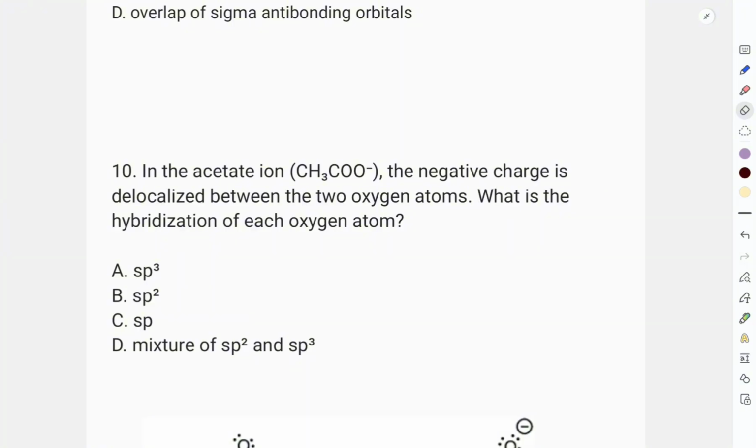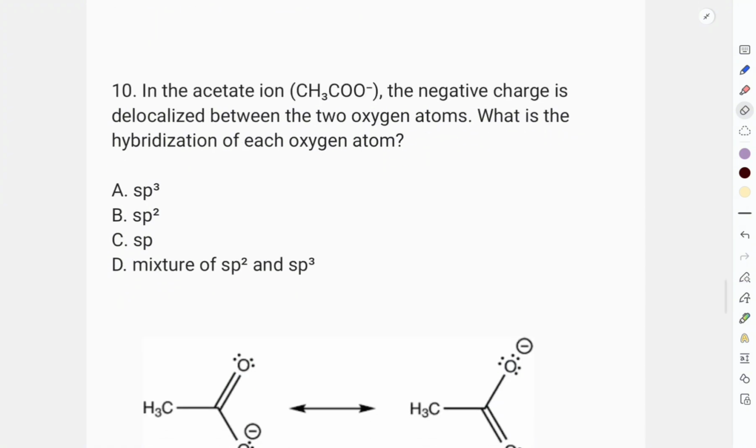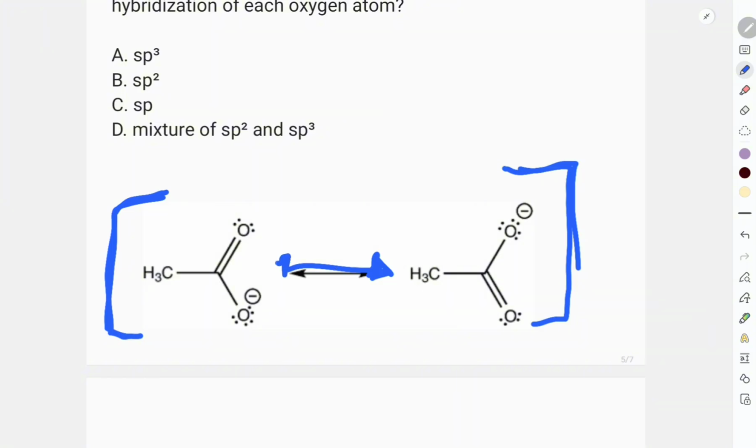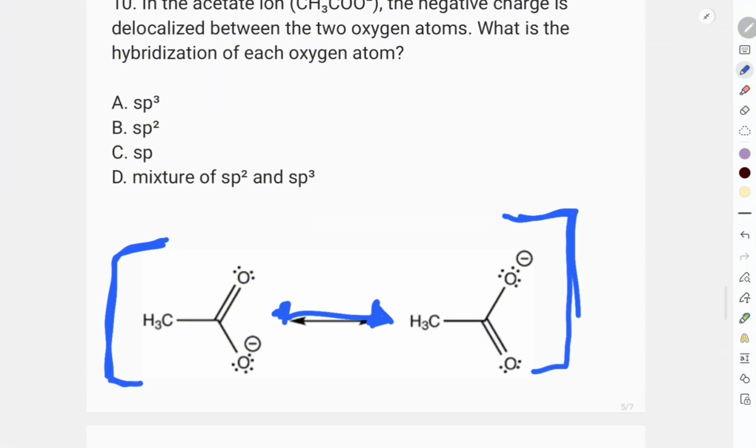Okay, we are at our last question, and it says the acetate ion has a negative charge that is delocalized between the two oxygen atoms. What is the hybridization of each oxygen atom? So because this negative charge is delocalized, I know that this is going to be a resonance structure. There's going to be resonance. So I'm going to draw our little resonance brackets, and it is alternating between these two structures. Now they're asking for the hybridization of each oxygen atom. So I'm going to use our trick and solve for the hybridization of all 4.